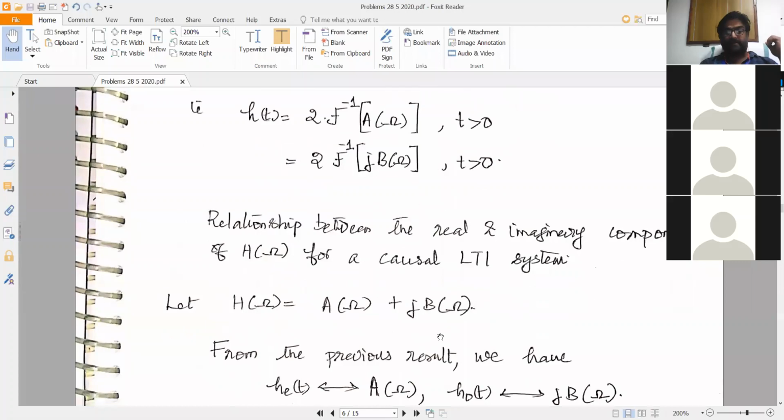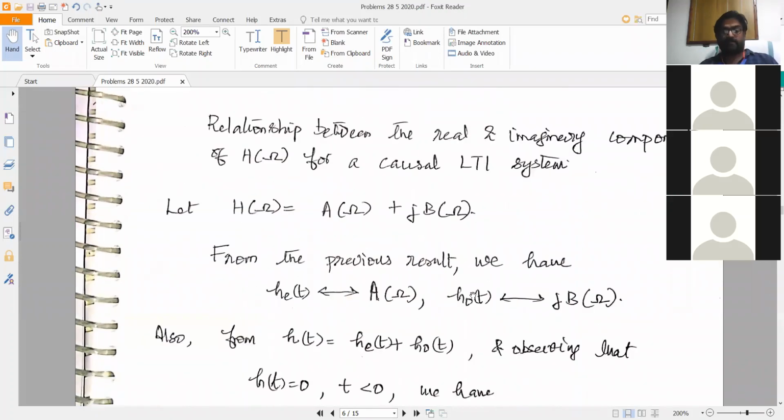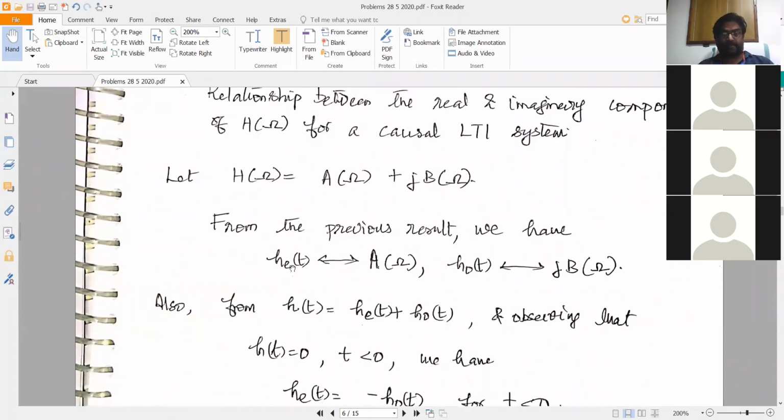Here we will discuss the relationship between the real and imaginary components of H of omega for a causal LTI system. Now, let H of omega be equal to A of omega plus j B of omega. So from the previous result, you have this relation: h_e of t is Fourier transform to A of omega, and h_o of t is Fourier transform to j B of omega.